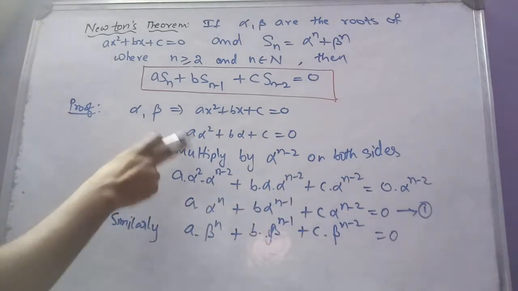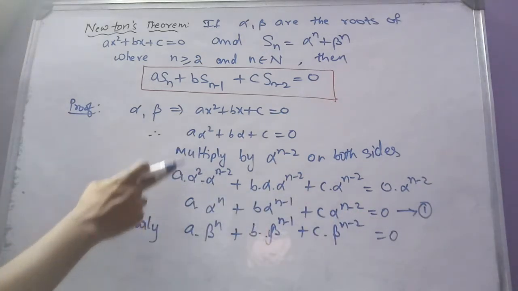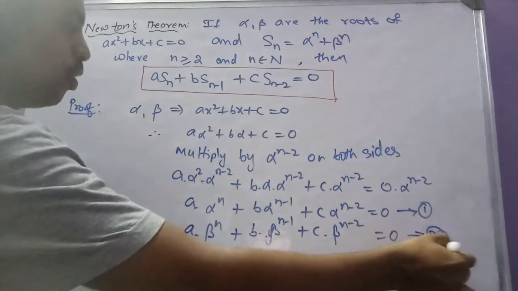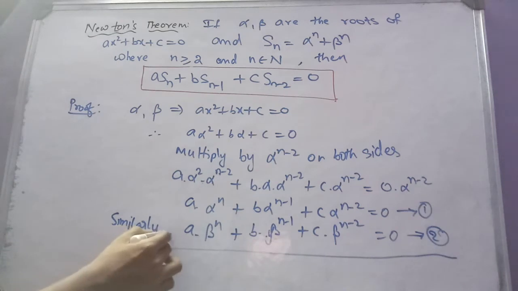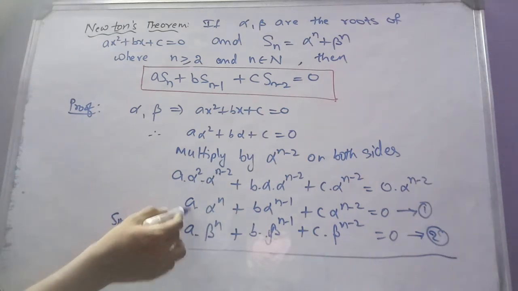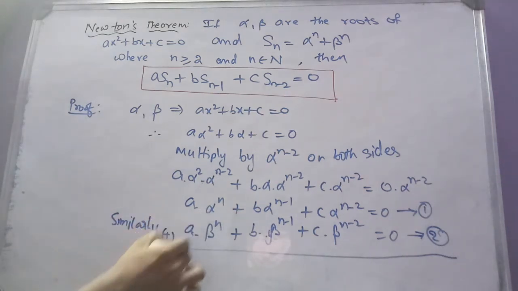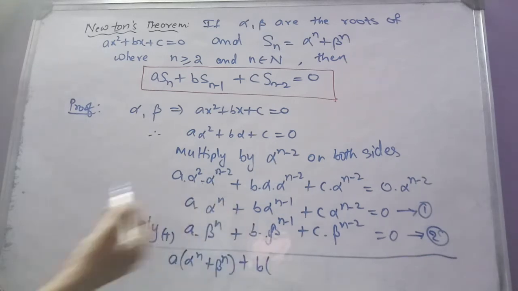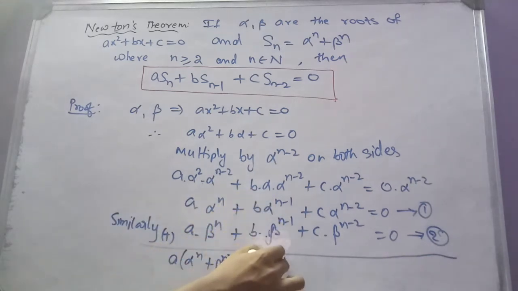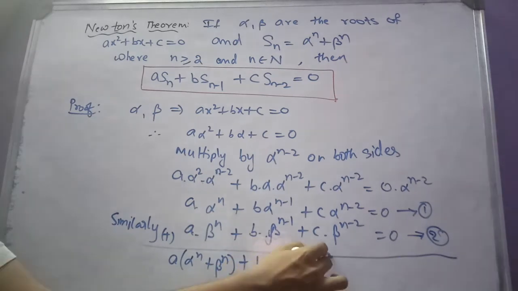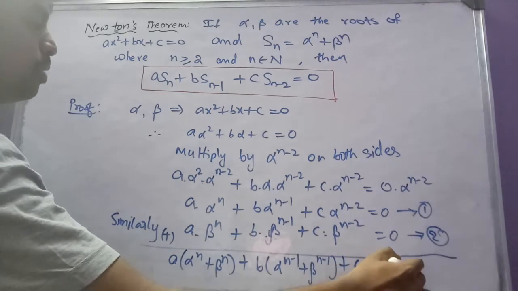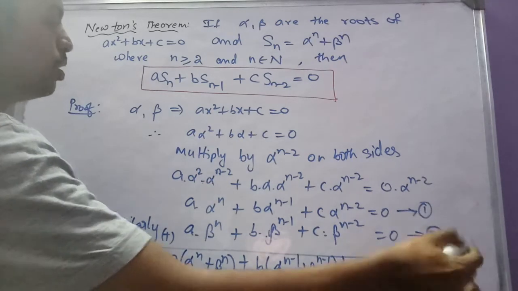Same way as you got the first equation, you will get the second equation in terms of beta. Now dear students, let us add these two equations. If you add, what will you get? Here and here I can take a common. You'll get alpha power n plus beta power n. And here you'll get b common. You'll get alpha power n minus 1 plus beta power n minus 1. Plus here and here, if you take c common, you'll get alpha power n minus 2 plus beta power n minus 2 equal to 0.